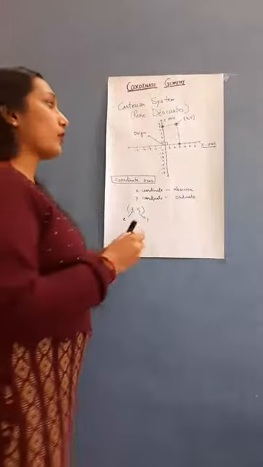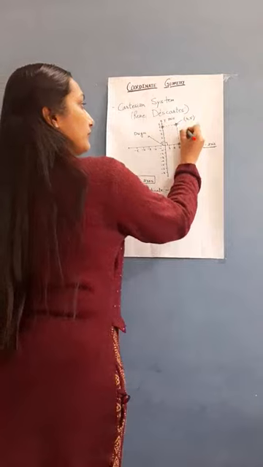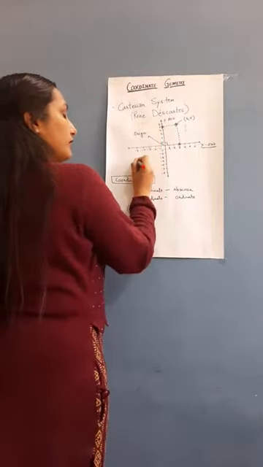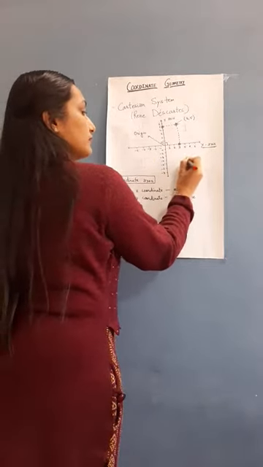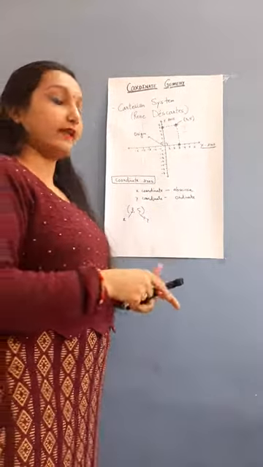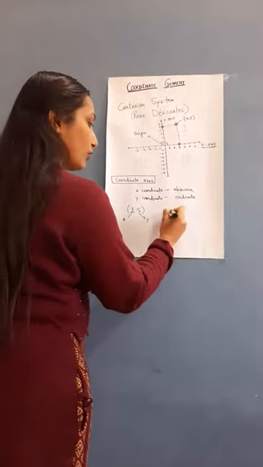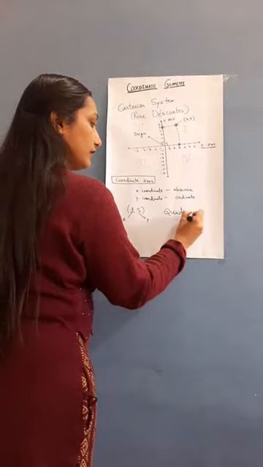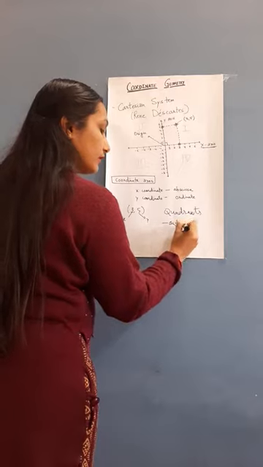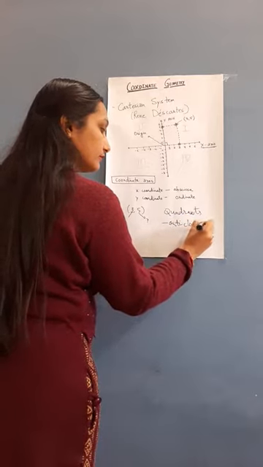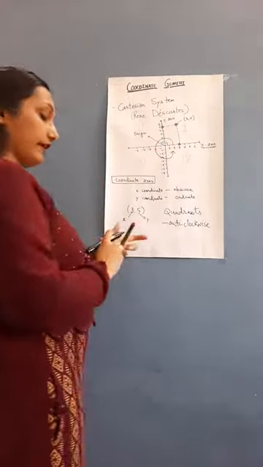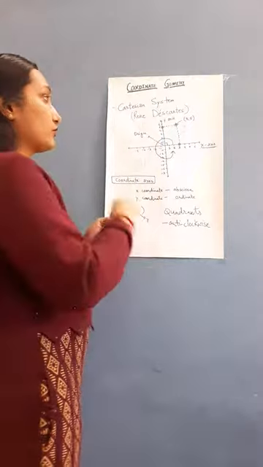What are the four quadrants? This is our first quadrant. This is our second quadrant. This is our third quadrant. And this is our fourth quadrant. Quadrants always rotate in the anti-clockwise direction. This is our anti-clockwise direction. This is how the quadrants rotate.